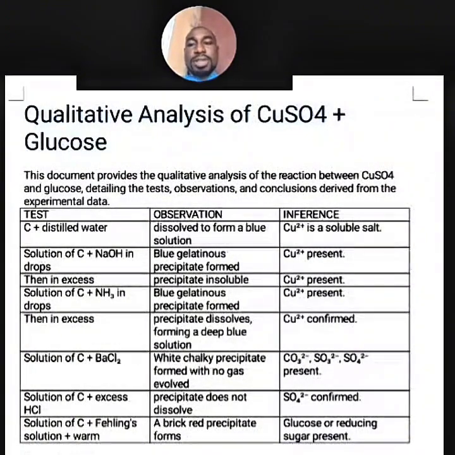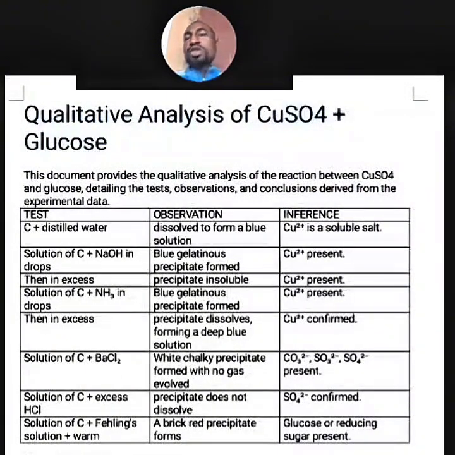Then to confirm it, you now add excess HCl to the solution of C. So you add excess hydrochloric acid to the solution of C. When you add the HCl, you will see that the precipitate will not dissolve. Yes, the chalky substance doesn't dissolve. Then that is when you confirm your SO4 2-. So now we have already confirmed SO4 2-.